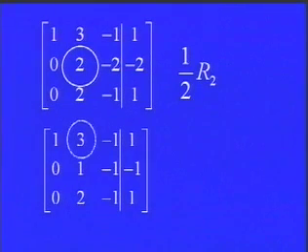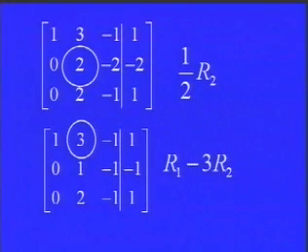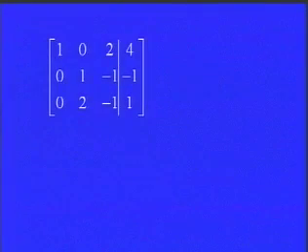Okay, so I just chose to get rid of the 3. I want to change row 1, and I want to use row 2 to do it because I'm in column 2. So row 1 minus 3 row 2 is going to do that for you. And you can see now in row 1 I have 1, 0, 2, 4.